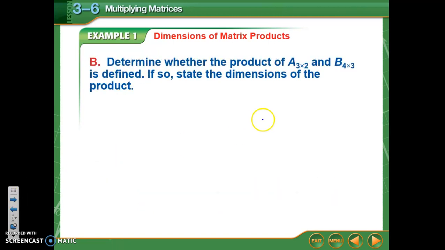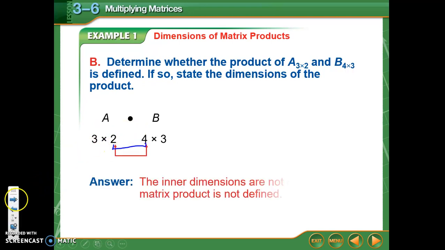Okay, here I have a 3 by 2 matrix and a 4 by 3 matrix. In this case, my product is not defined because my inner dimensions, the number of columns in A and the number of rows in B, do not match. So my product is not defined, and I can't say what its resulting dimensions will be because I can't even multiply it in the first place.